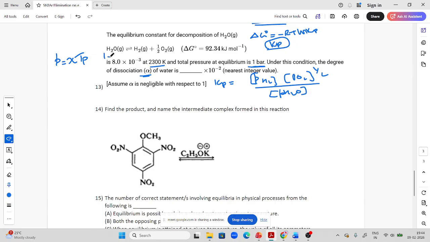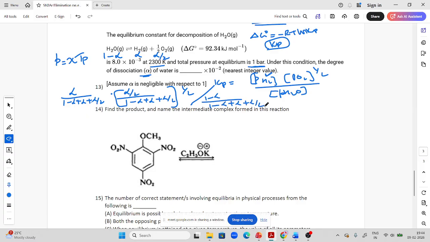Yes, ma'am. So that means it is 1 minus alpha, this is alpha and this is alpha by 2. So then calculate the partial pressure here. For hydrogen, how much is it? Alpha divided by 1 minus alpha plus alpha by 2. Got it, ma'am. Same thing here. The whole divided by, here it is 1 minus alpha plus alpha plus alpha by 2. So here you will be having 1 plus alpha by 2 to the power of 1 plus alpha by 2 to the power of, correct? Yes, ma'am.